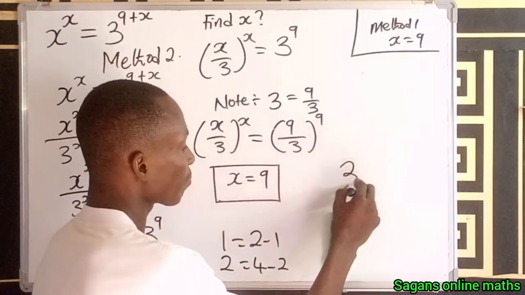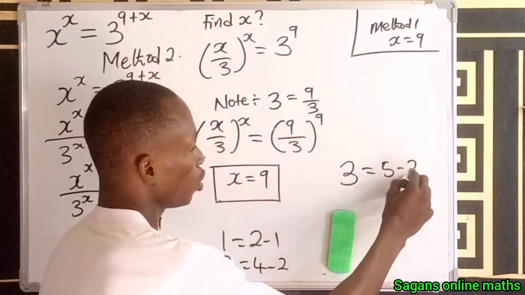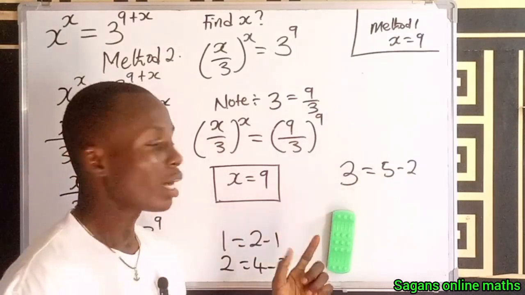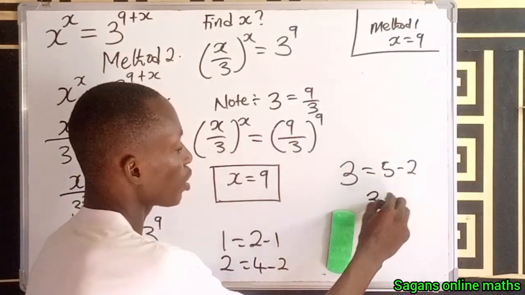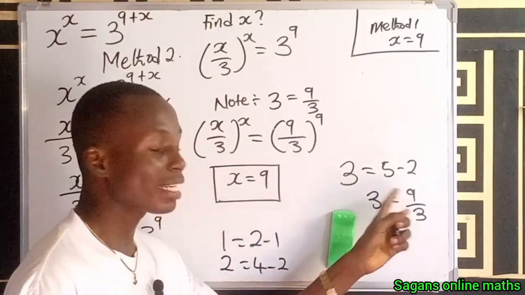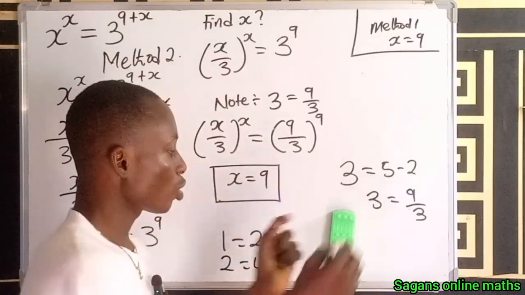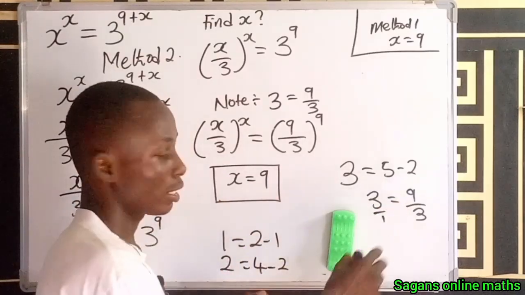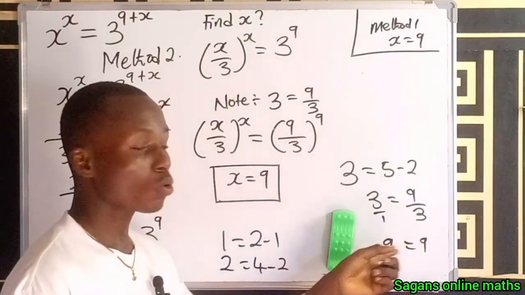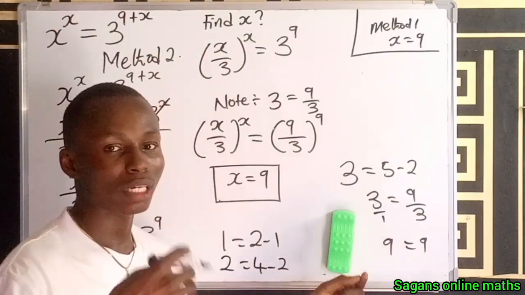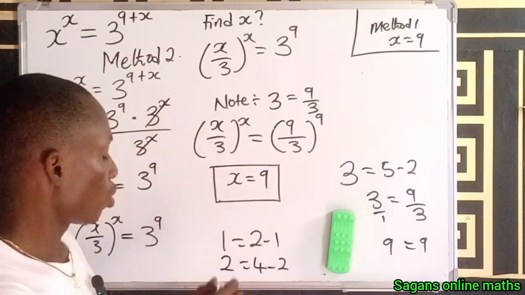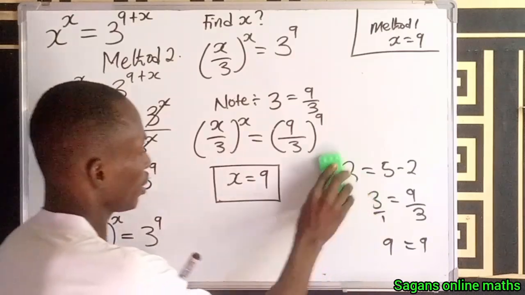Because we know that if 3 is equal to 5 minus 2, there's a situation whereby you find yourself expressing 3 as 5 minus 2, and it is equal. In the same sense, if you have 3 equals 9 divided by 3, there's nothing wrong, because if you cross multiply this, you have 9. Because the denominator of this is 1, 1 times 9 will give you 9. 3 times 3 is 9. So they are equal, and you are not wrong in any way if you decide to write 3 as 9 divided by 3. So this is the value that satisfies this equation.